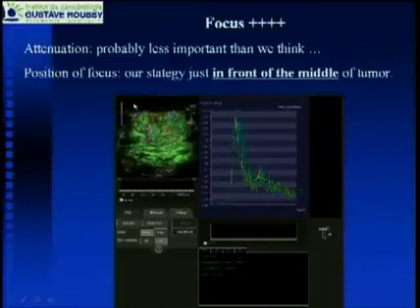The last point for the technical aspect is the attenuation. You know that this is an important phenomenon in ultrasound, but we understood with Pierre Perronneau, and now we use this technique, that if you put the focus just in front of the middle of the tumor, you avoid and decrease this phenomenon. In fact, if you perform a small quantification on the superficial area or on the deep area or the total tumor, you understand that you have the same quantification. So finally, you decrease this phenomenon.